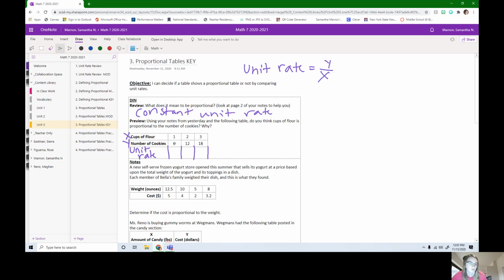So for this first one, 6 divided by 1. 6 divided by 1 is just 6. So it's going to be 6 cookies per cup of flour. Now we need to do 12 divided by 2. 12 divided by 2, we still get 6 cookies per cup of flour. 18 divided by 3 is also 6. So it is proportional.